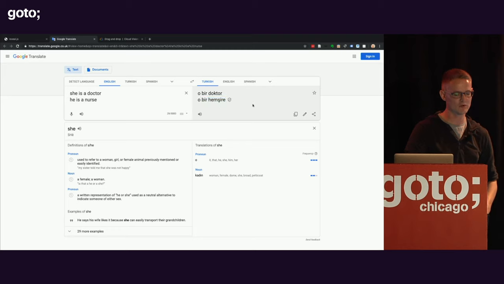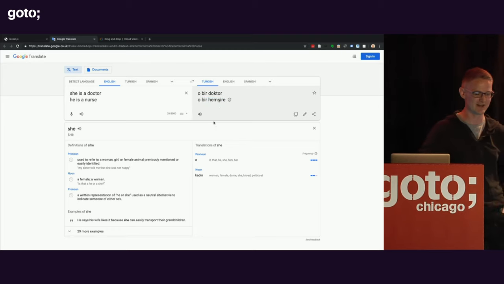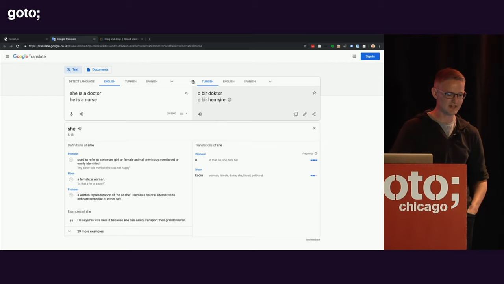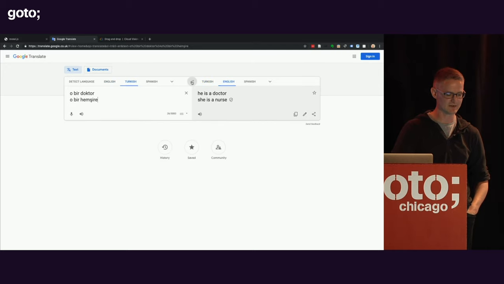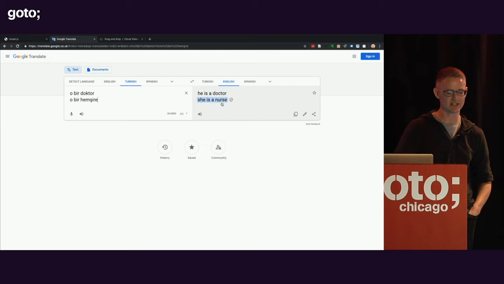Okay, it comes out as, o bir doktor. Sorry, I don't speak Turkish. And o bir hemşire. Okay, if we translate that back again, so now I'm just going to flip it around. I'm translating the Turkish back into English again. Look at what it's done to the pronouns here. It's swapped it round so that he is a doctor and she is a nurse.